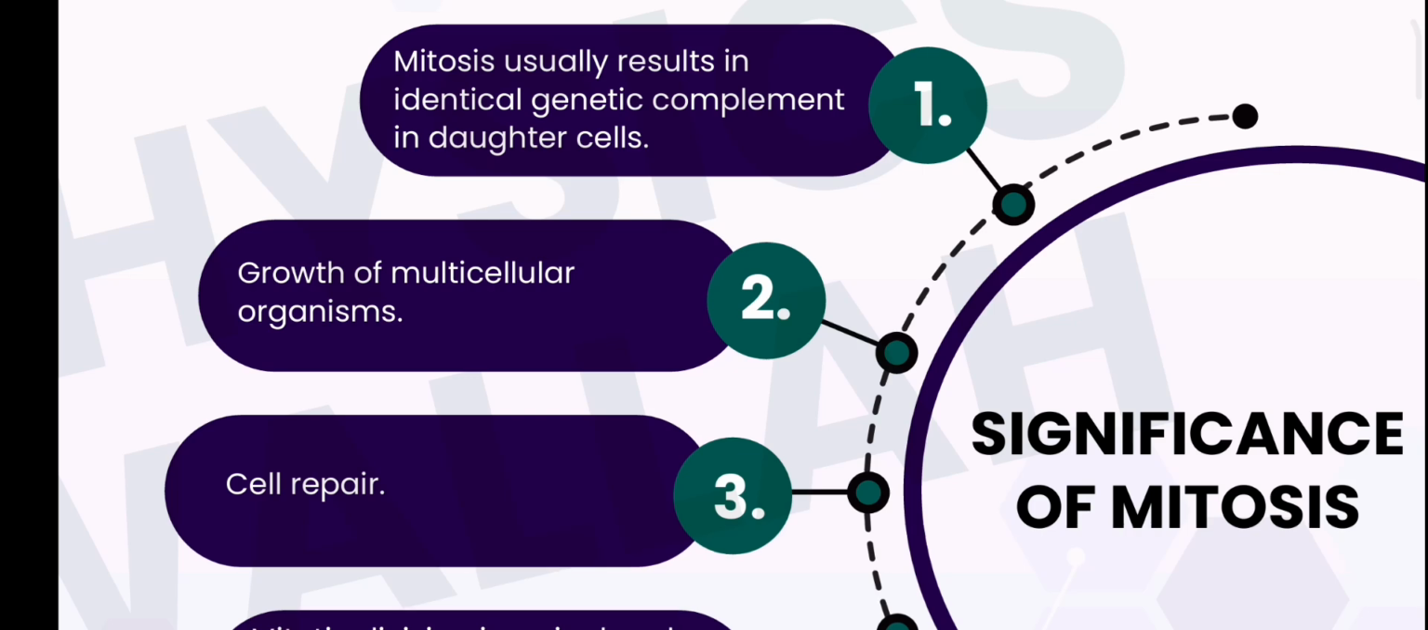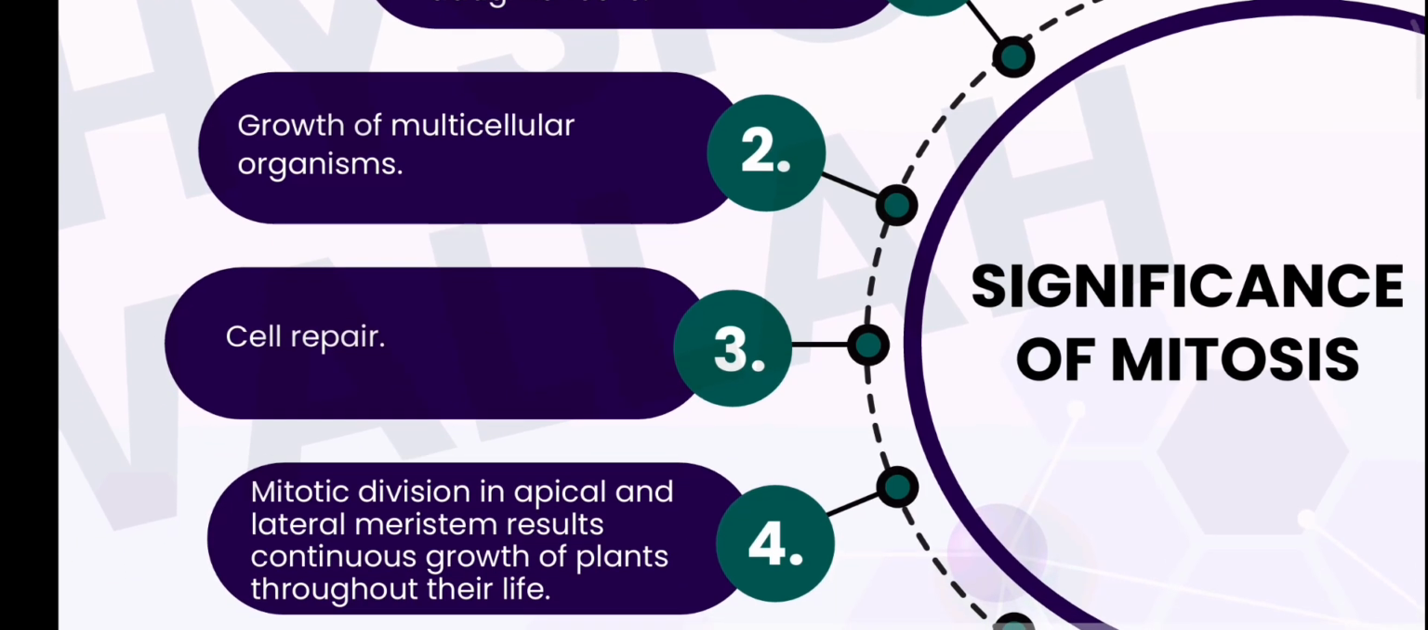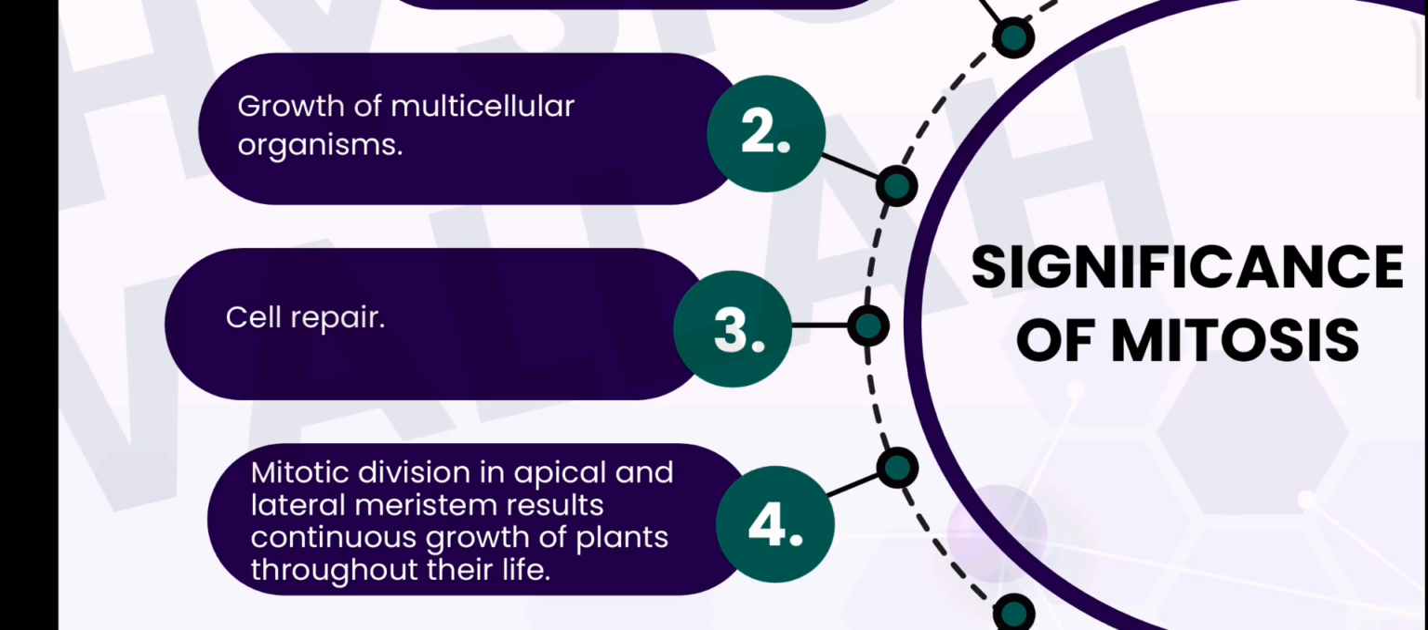Mitosis usually results in identical genetic complement in daughter cells. It is responsible for growth of multicellular organisms and cell repair. Mitotic division occurs in apical and lateral meristems, resulting in continuous growth of the plant throughout life.